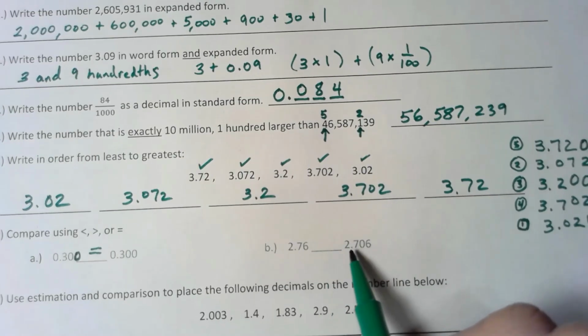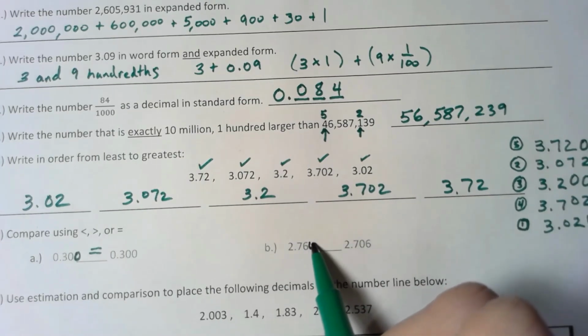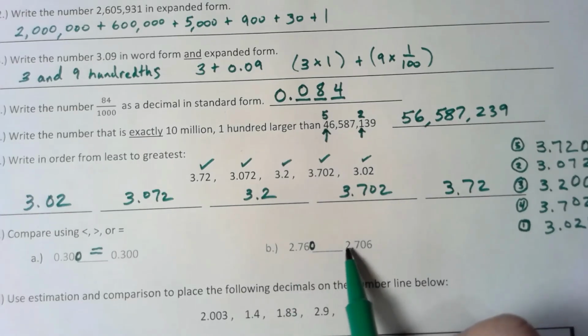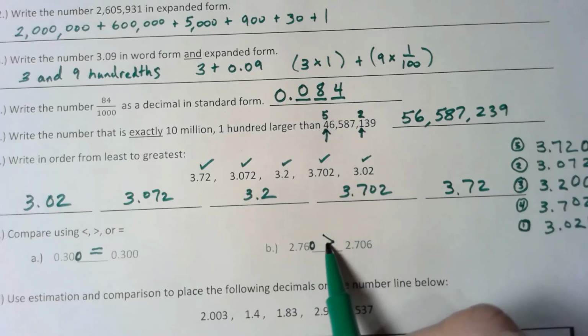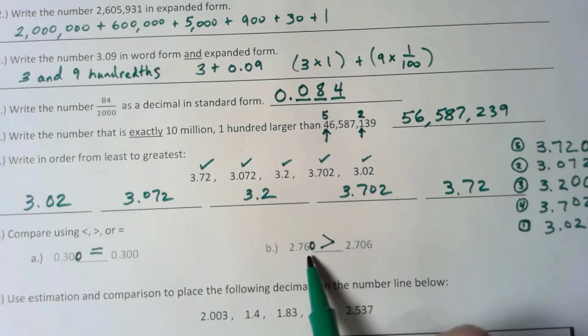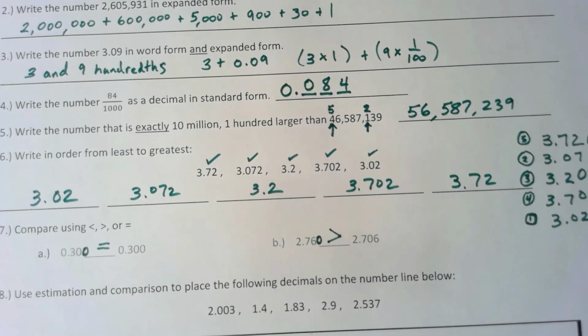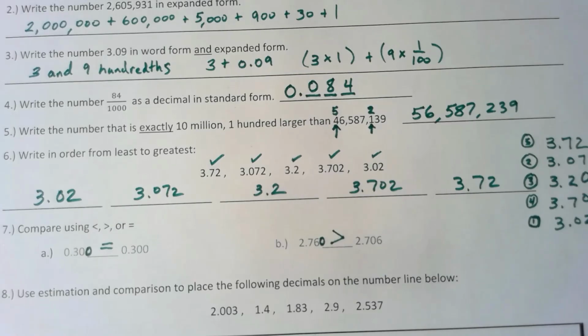B, I have digits all the way to the thousandths over here, so I'm going to do the same thing over here, put a placeholder there. Now I have a 2 and a 2 in the ones place, a 7 and a 7 in the tenths place, but a 6 in the hundredths, and 6 is greater than 0. So 2 and 76 hundredths is greater than 2 and 706 thousandths. Remember, just because a number has more digits does not necessarily make it a greater number.